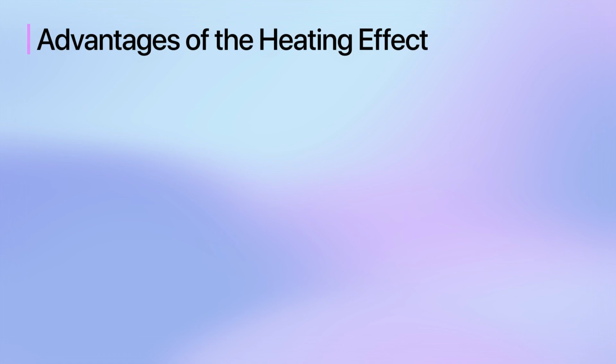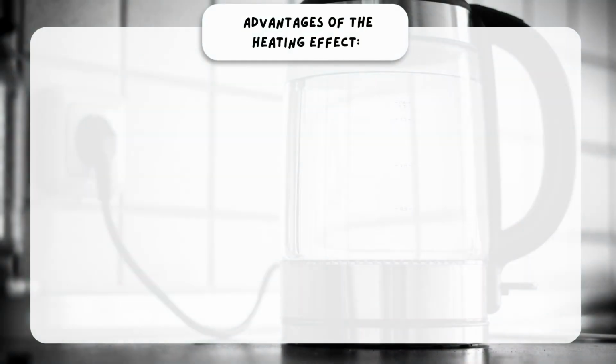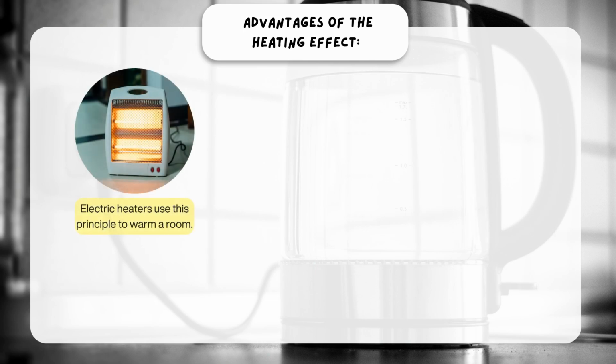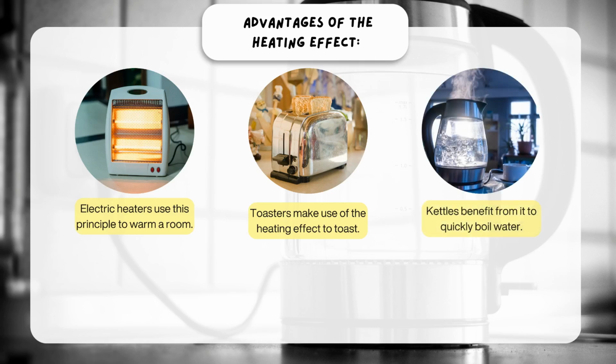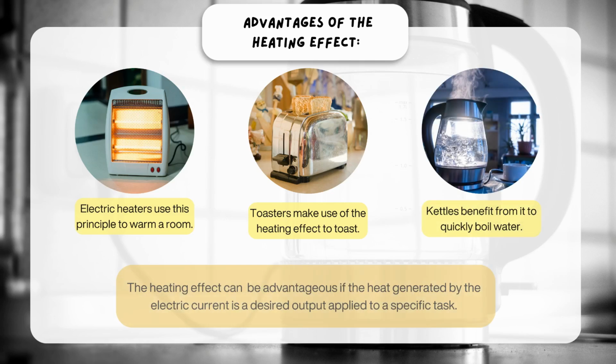So what are the advantages of the heating effect? The heating effect can be extremely useful in devices specifically designed to produce heat. For instance, electric heaters use this principle to warm a room efficiently. Toasters make use of the heating effect to turn bread into toast. Kettles benefit from it to quickly boil water. In these examples, the heating effect is advantageous because the heat generated by the electric current is a desired output applied to a specific task.